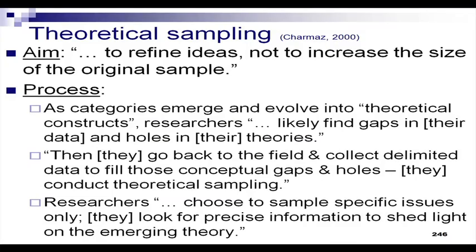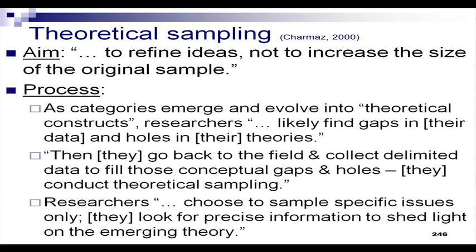So we have collected as much data as we needed to. Now we have to go and verify, we have to go and check whether the theory we think is emerging is really emerging or not. How do we do this? As categories emerge and evolve into theoretical constructs, researchers likely find gaps in their data and holes in their theories. So we find gaps, we say, okay, this theory is emerging, but hold on, something is missing here. I need to maybe explore more along this aspect. Maybe I need to give this a little bit more shape in order to connect these two parts or whatever it is that I'm talking about.